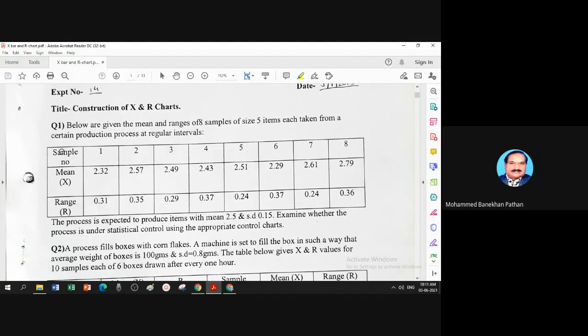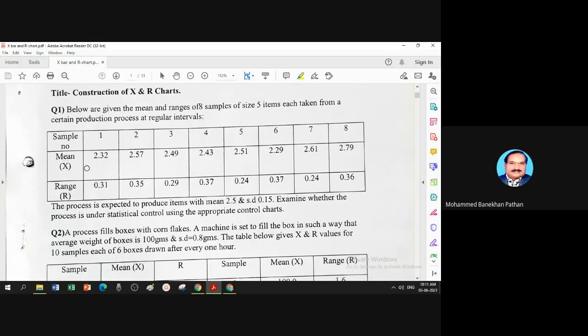You have data in this format, sample number 1 to 8, and mean of sample is calculated, range of sample is calculated, which is readily available. We have 8 samples, each of size 5, so small n is 5 and k is 8. The process is expected to produce items within the mean 2.5 and standard deviation 0.15. So this is the process average and process standard deviation.